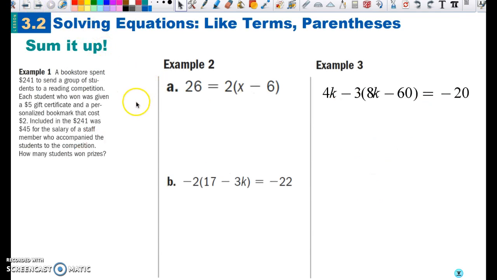And now I've reached the end of the lesson again, so make sure to pause the video, give some time to work on these 3 examples.